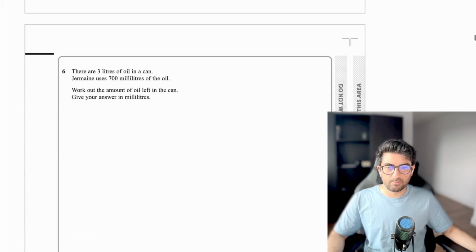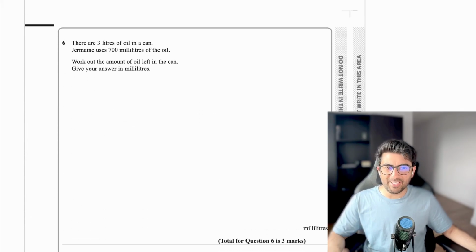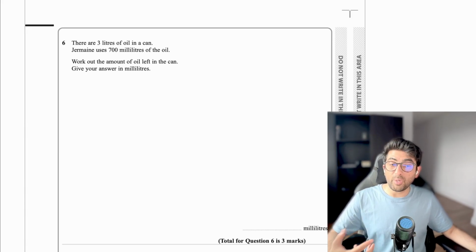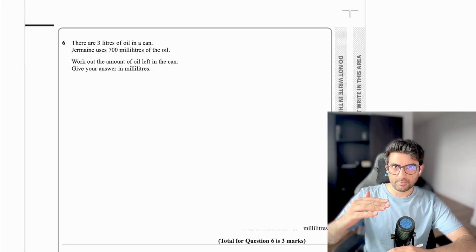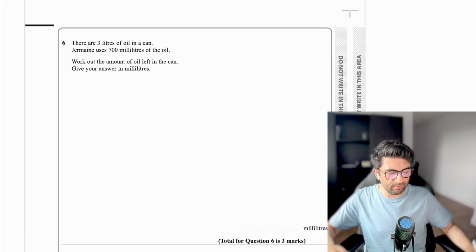Next question. Question 6. There are 3 litres of oil in a can. Jermaine uses 700 millilitres of the oil. We need to work out the amount of oil left in the can. So we've got 3 litres. He's going to use some of it. So it's like a takeaway. He's taking it out of the can.